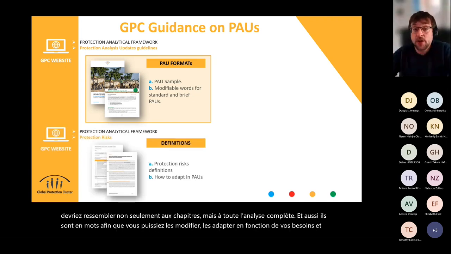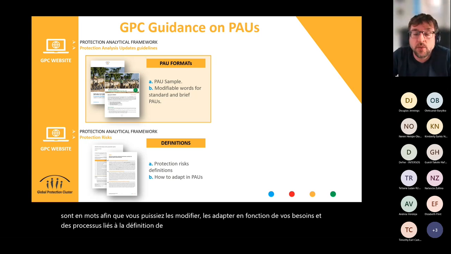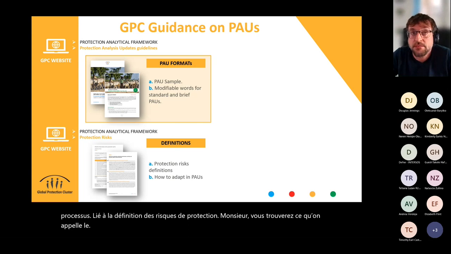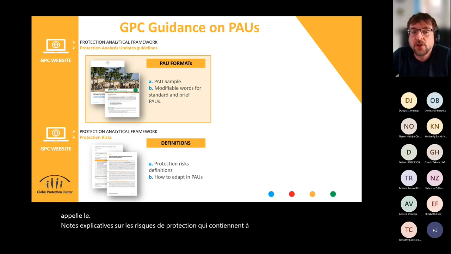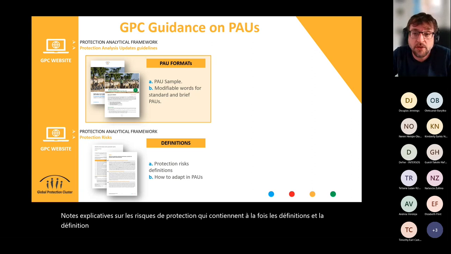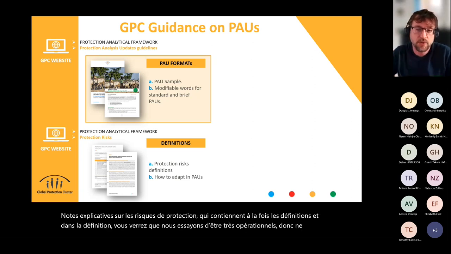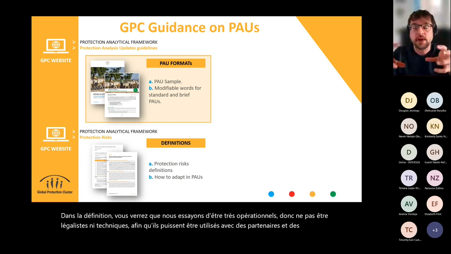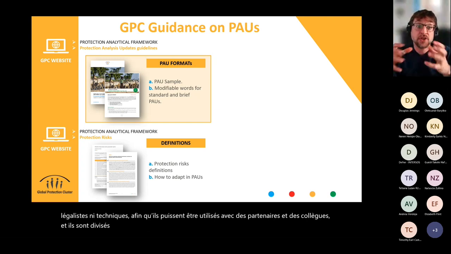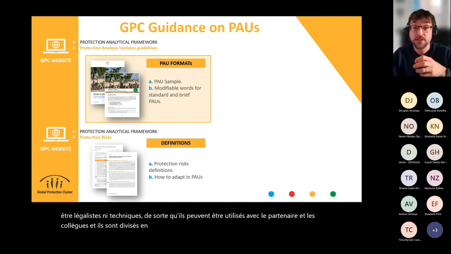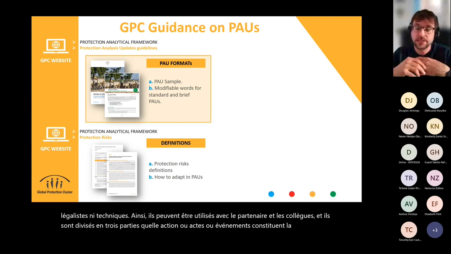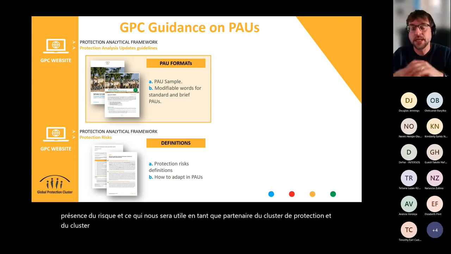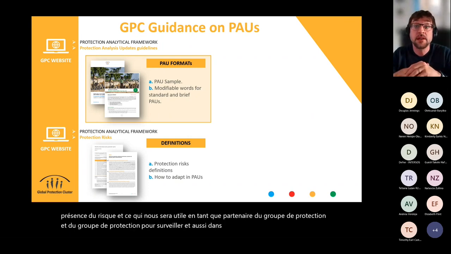Related to the definition of protection risks, you will find what is called the protection risk explanatory notes, which contains the definitions. And in the definitions, you will see that we try to be very operational, so not legalistic, not technical, so they can be used with partners and colleagues. And they are divided in three parts: what action, acts or events constitute the presence of the risk, what will be useful for us as a protection cluster and protection cluster partners to monitor, and also some hints on information and data that can be helpful.